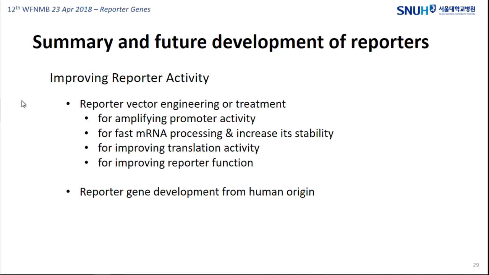So as a summary, I'd like to mention again about improving reporter activity. In order to improve reporter activity, the first thing is reporter vector engineering, or treatment for amplifying promoter activity, fast processing, or increased stability. And also improving its function. After this is successfully performed, then you can have a better reporter performance. And also, in the future, we have to focus on the human origin reporter and develop a human isolated one.